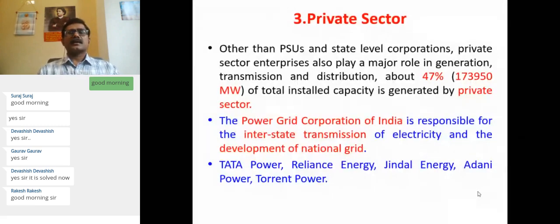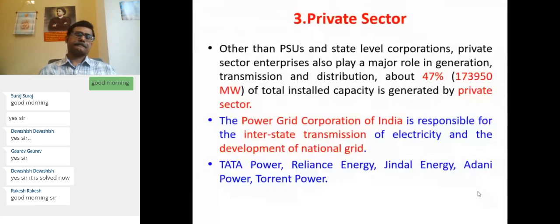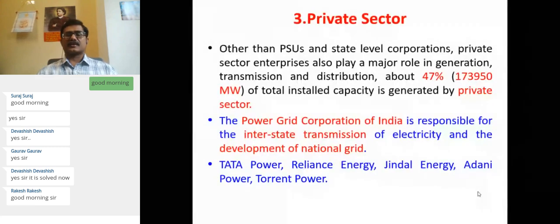Other than public sector undertakings and state level corporations, state electricity boards, private sector enterprises also play a major role in generation, transmission, and distribution. Now, over the last few years, the private sector has definitely gained momentum, and out of the total energy generation capacity, nearly half, 47%, is produced by the private sector.